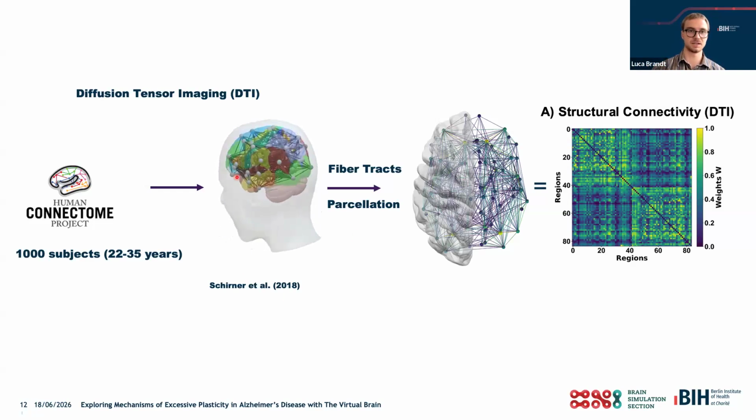So from that, we can create this structural network where the nodes are the brain regions and the edges denote the connection strength. And in this case, we apply the Desikan-Killiany parcellation, dividing the brain into 84 regions, and normalize the weights from 0 to 1. And here you see the left hemisphere and the right hemisphere in the structural connectivity matrix.